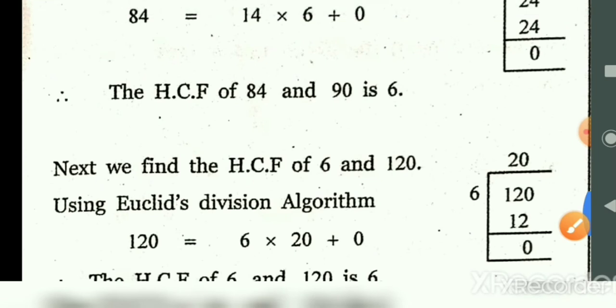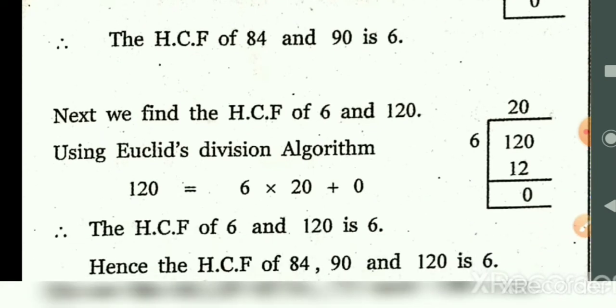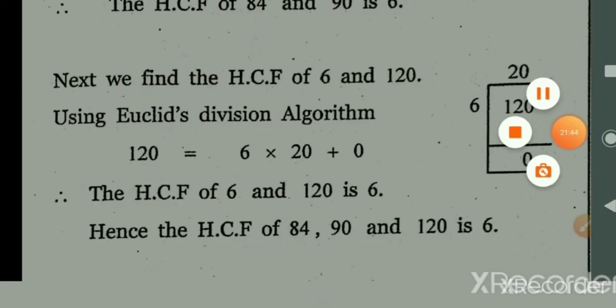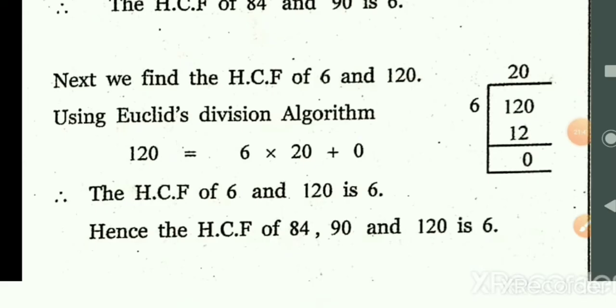Next we check for another one. Apply the HCF of 6 and 120. It is very simple. 120 is equal to 6 into 20 plus 0. What is the divisor for this? Now we get the divisor is 6. So the HCF of 6 and 120 is 6. So totally we get the HCF of 84, 90 and 120 is 6.